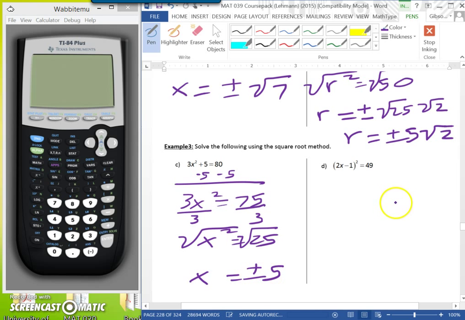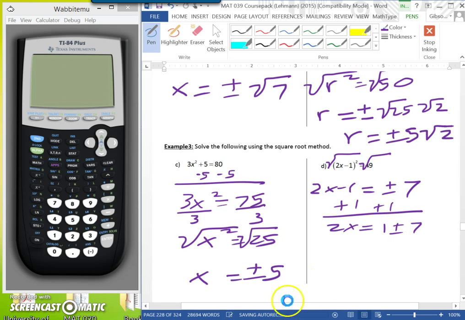Any questions on that problem? Okay, now looking here at d, we have parenthesis 2x minus 1 and parenthesis squared is equal to 49. Now we could take the square root of both sides, and then we would end up with 2x minus 1 is equal to positive or negative 7. Now we would add 1 on both sides, so we have 2x is equal to 1 plus or minus 7. Then we would divide each side by 2, and x is equal to 1 plus or minus 7 over 2.